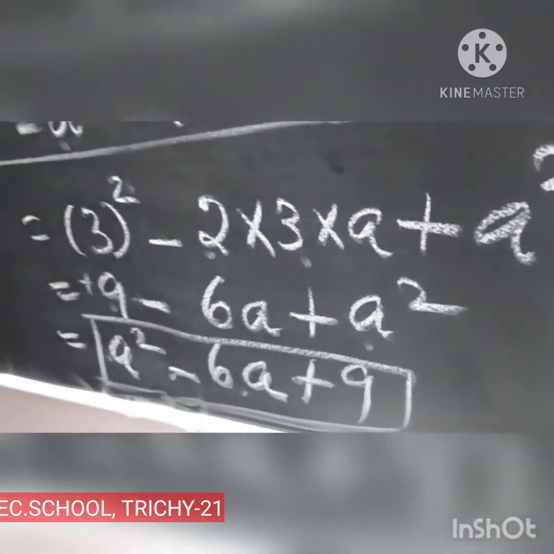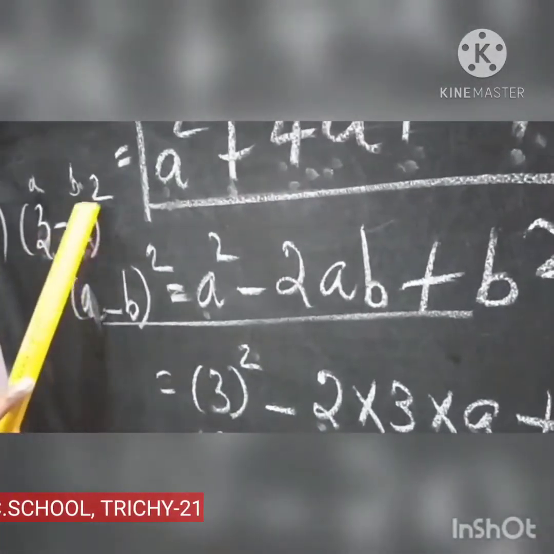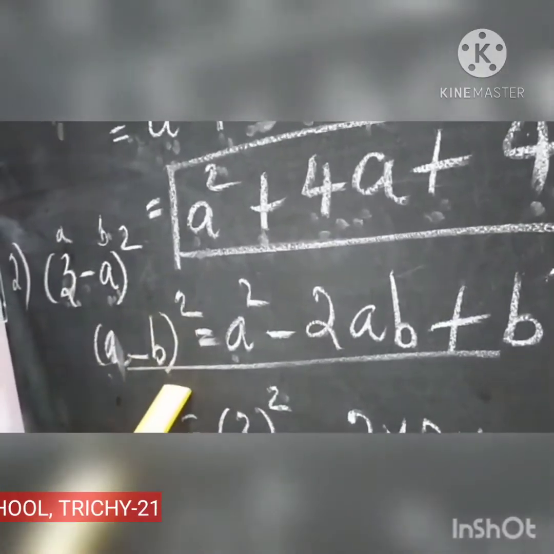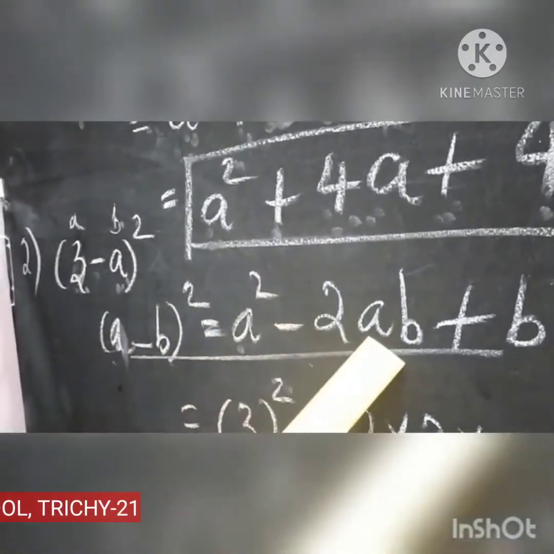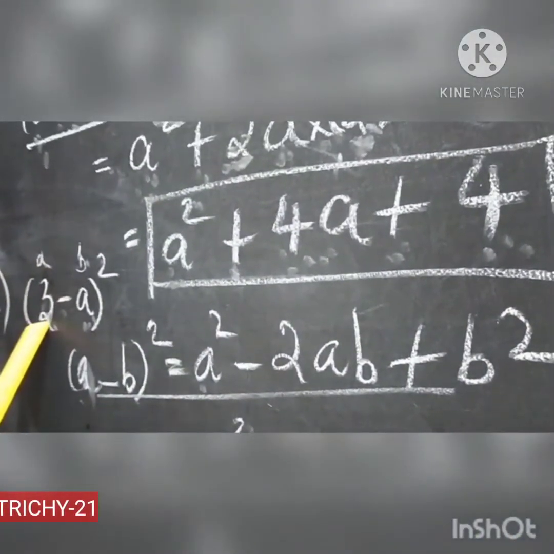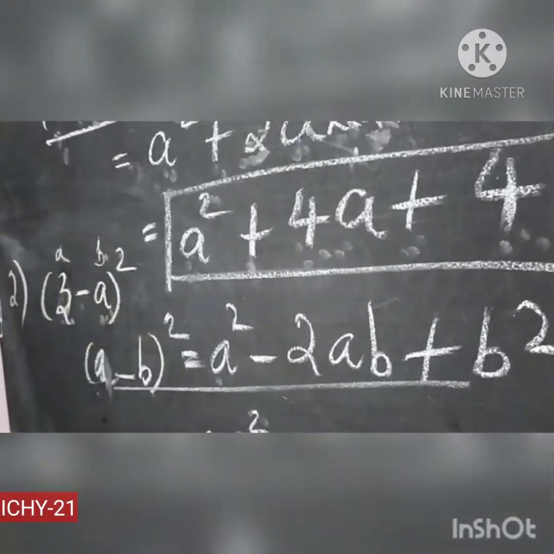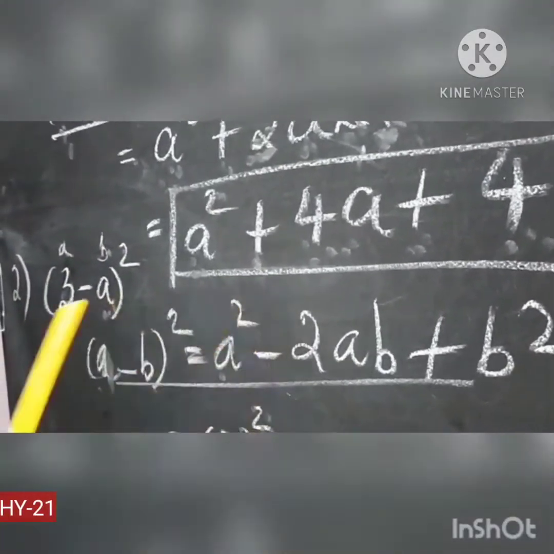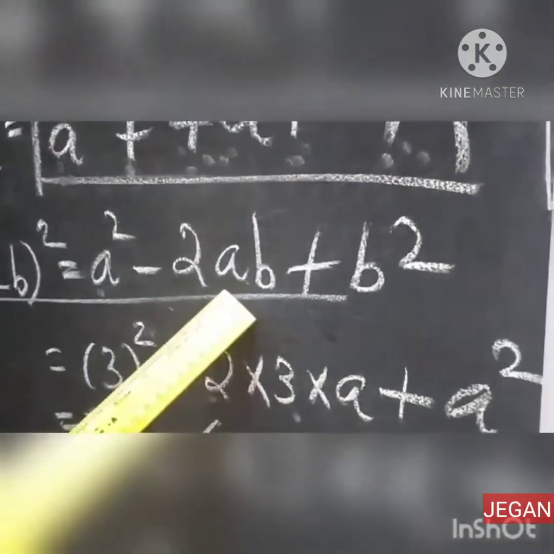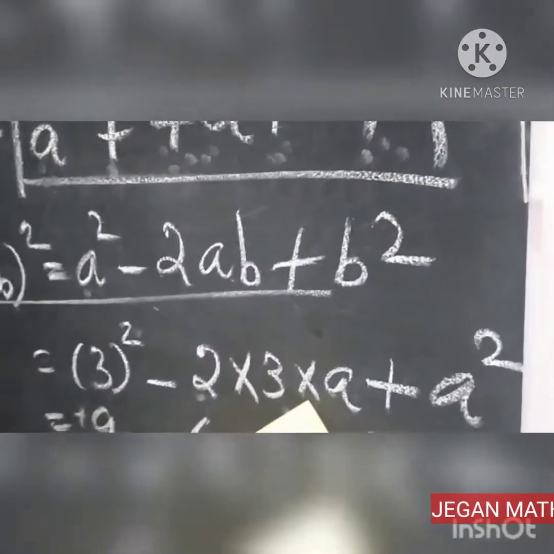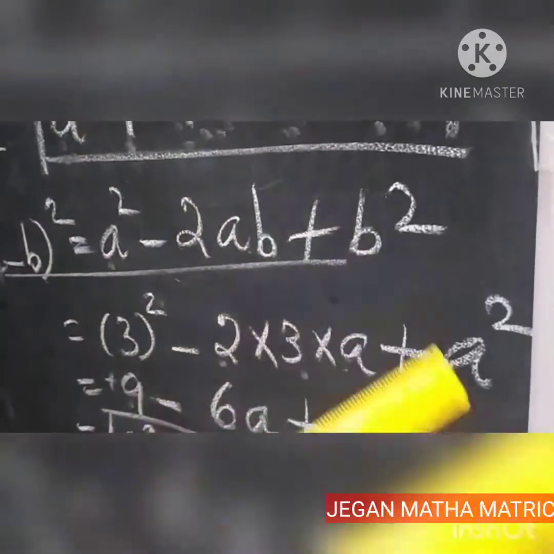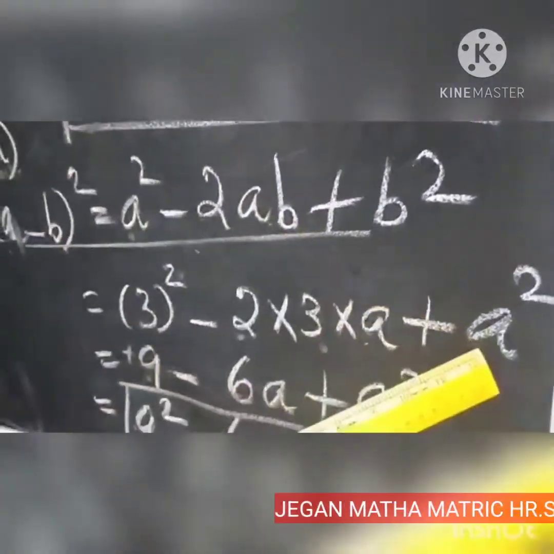Again I am telling, listen here. Next one, (3 minus a) the whole squared, we can use the second identity, (a minus b) the whole squared. The answer is a squared minus 2ab plus b squared. In this sum, instead of a we have to write 3, and instead of b we have to write a. So first is a squared, so 3 squared, minus 2ab, 2 into, instead of a 3, into, instead of b a. So 2 into 3 into a. The last term plus b squared, here instead of b it is a squared.